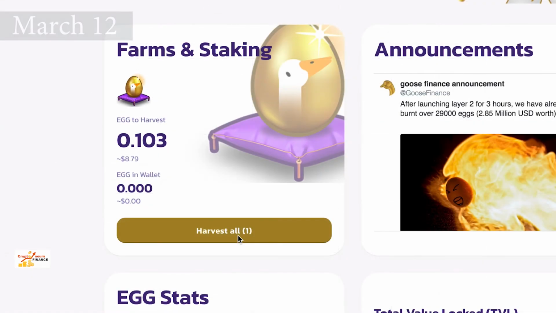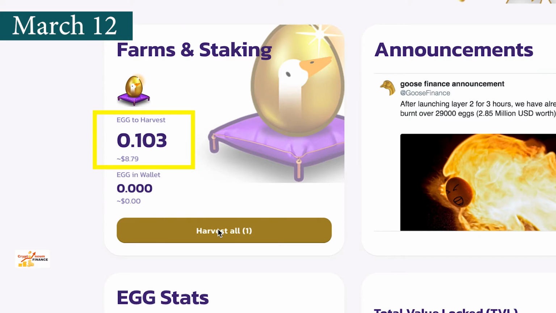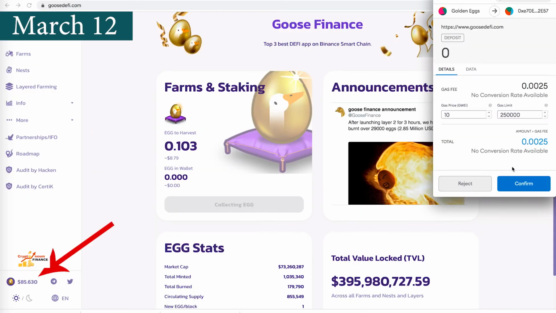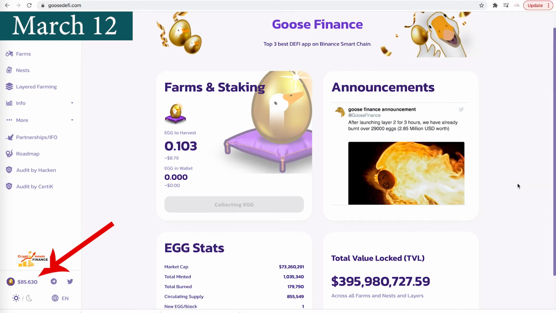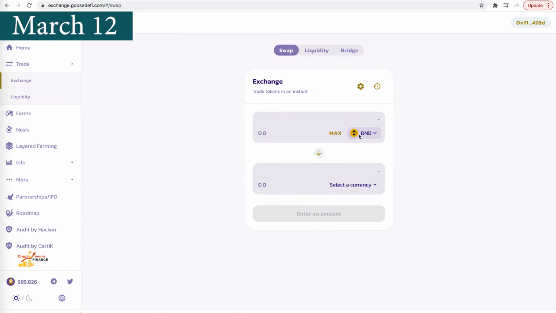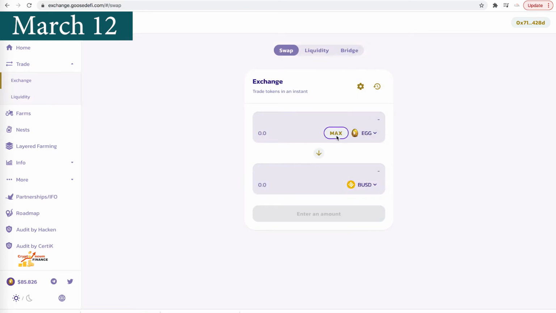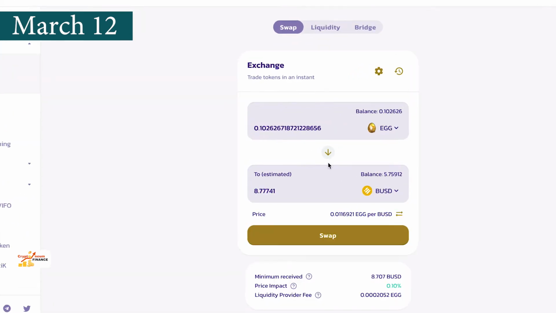So on March 12, I was able to harvest 0.103 of an egg, and the price of egg at the time had already dropped to $85.36. So I was able to get a total of $8.78 from converting my egg back to BUSD.